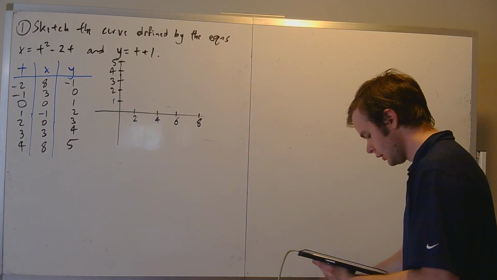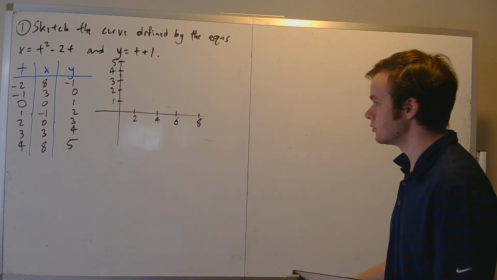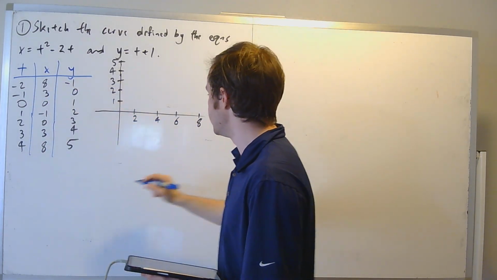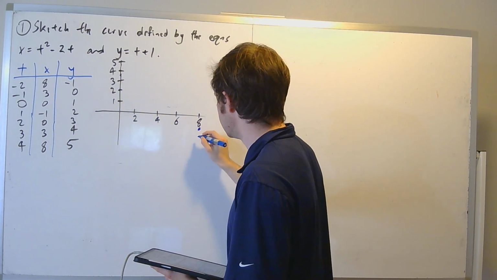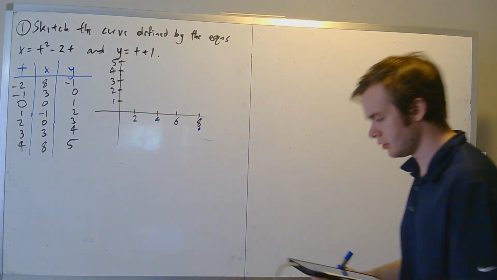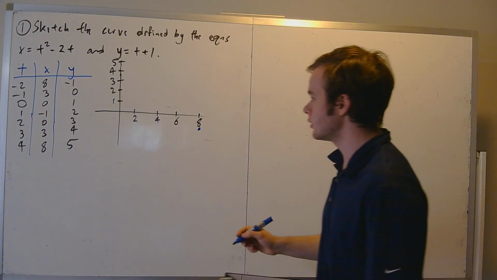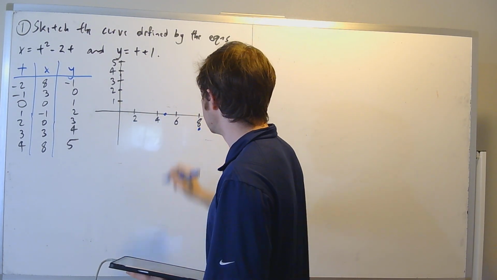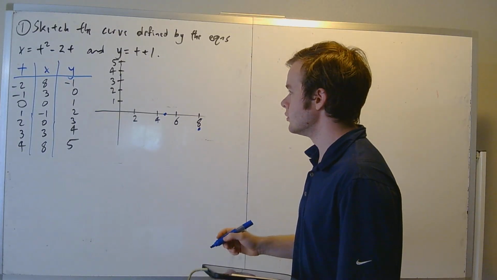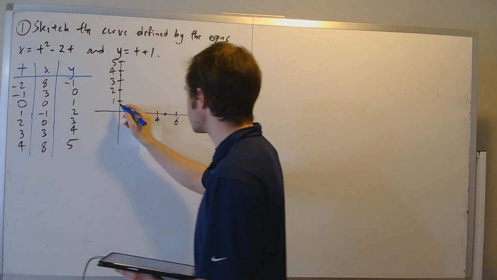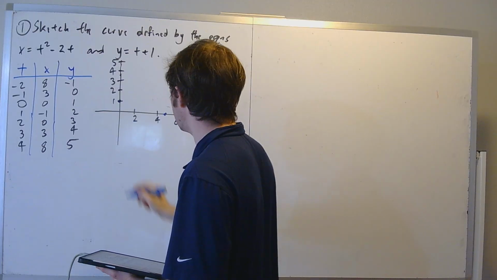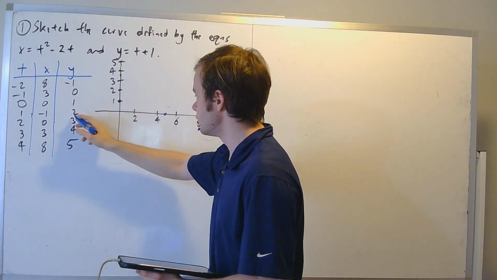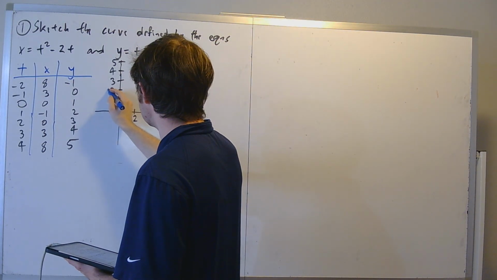Okay. So let's just go ahead and plot our points. So we know our first point at t equals -2 is at 8, -1. So that's down here. So that's going to be our first point at t equals -2. Our next point at t equals -1 is 3, 0. So that's right here. Our next point is at 0, 1. So x coordinate is 0, y coordinate of 1. Our next point at t equals 1 is -1, 2. So that's up here.